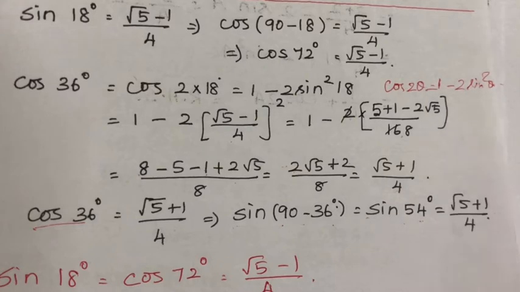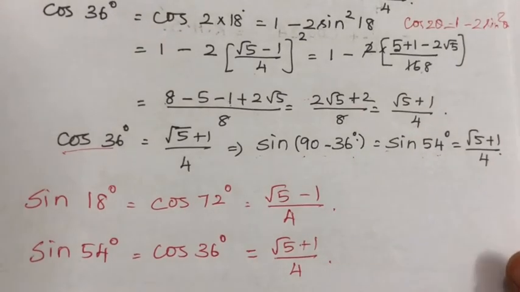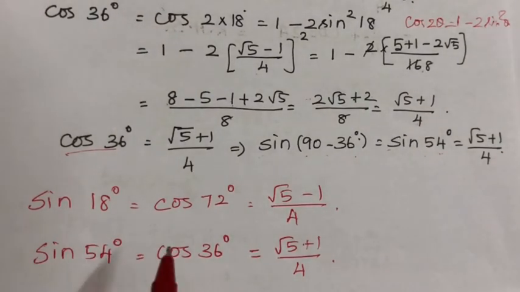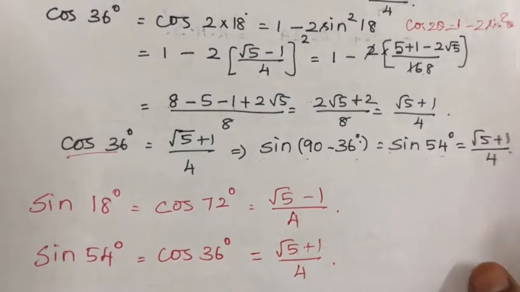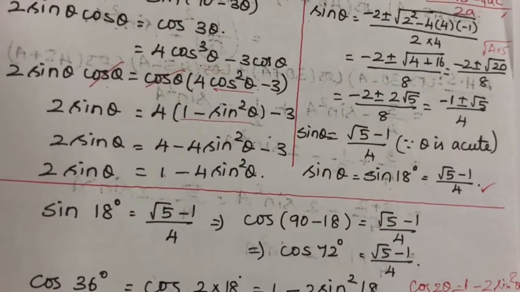Now, I have summarized the results that we have found, that is sin 18 equal to cos 72, that is root 5 minus 1 by 4. Sin 54 is equal to cos 36 is equal to root 5 plus 1 divided by 4. You should know these values and how to derive these values also.